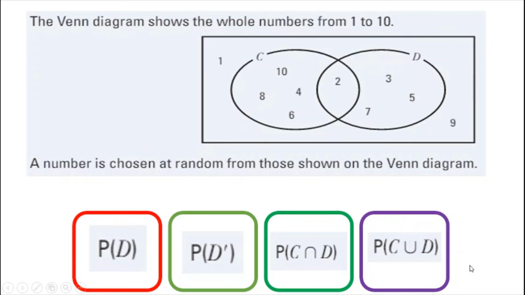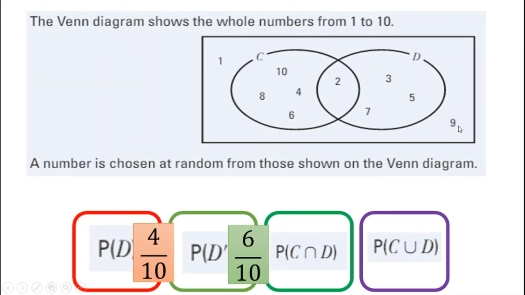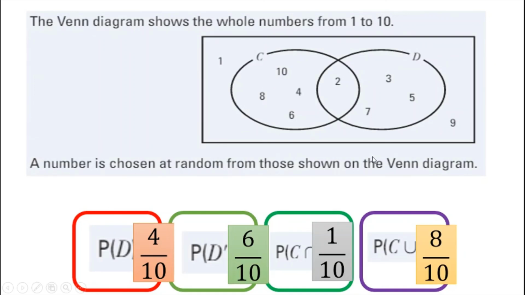Okay, so the answers for these. The first one, probability of D would be 2, 3, 5 and 7, so 4 out of 10. The probability of not D, therefore, would be all the other numbers, so 1, 2, 3, 4, 5, 6 out of 10 total. C and D would just be the 2, so 1 out of 10. And C or D is anything inside either circle, 8 out of 10.